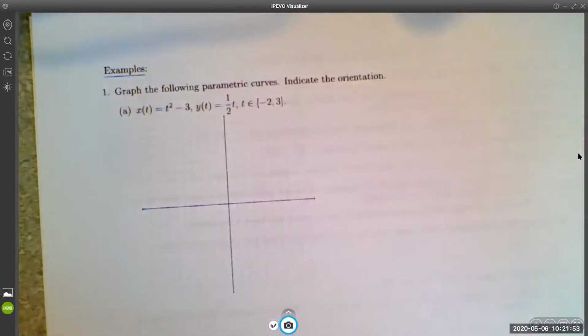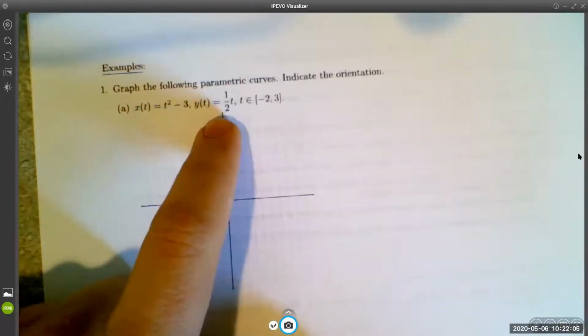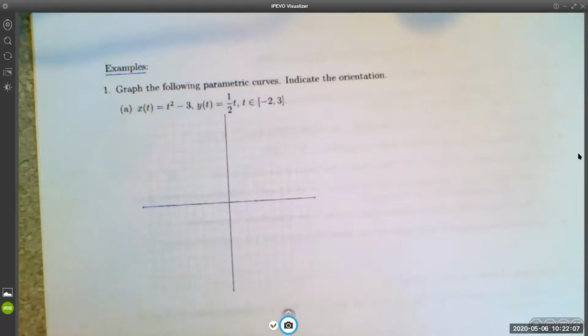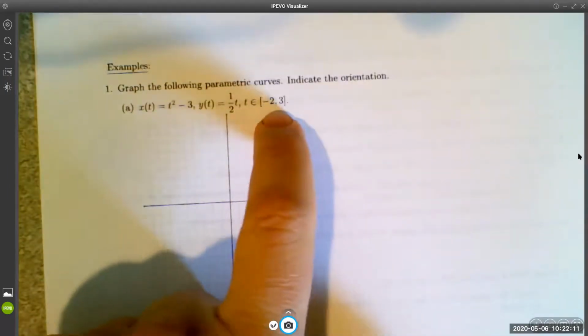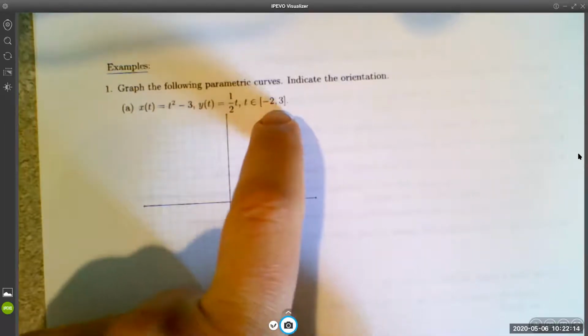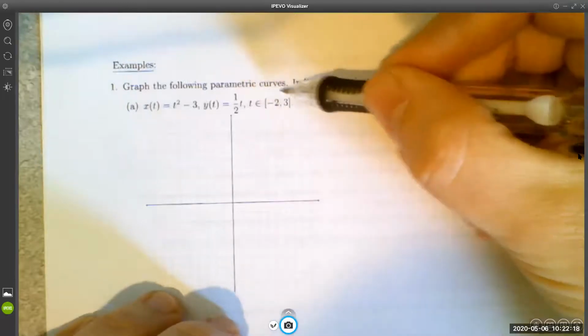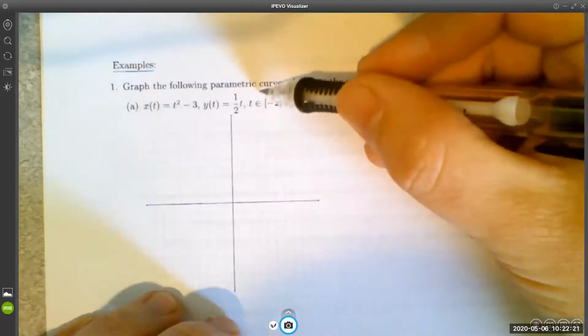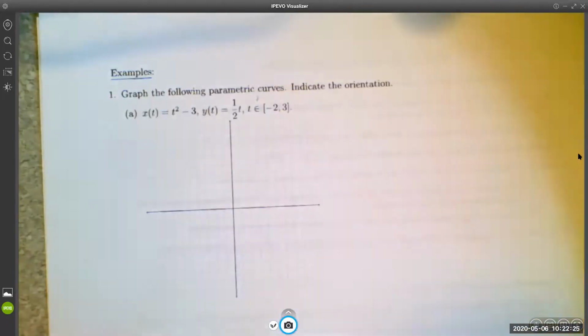So this first example says, graph the following parametric curves and indicate the orientation. So we're given our x coordinate and our y coordinate as functions of t. And we want to graph this over the interval -2 to 3. So t is going to be between -2 and 3. This little symbol right here just means that t is in the interval -2 to 3. You've seen that notation before, but just to remind you, that means in. So t is in the interval from -2 to 3.